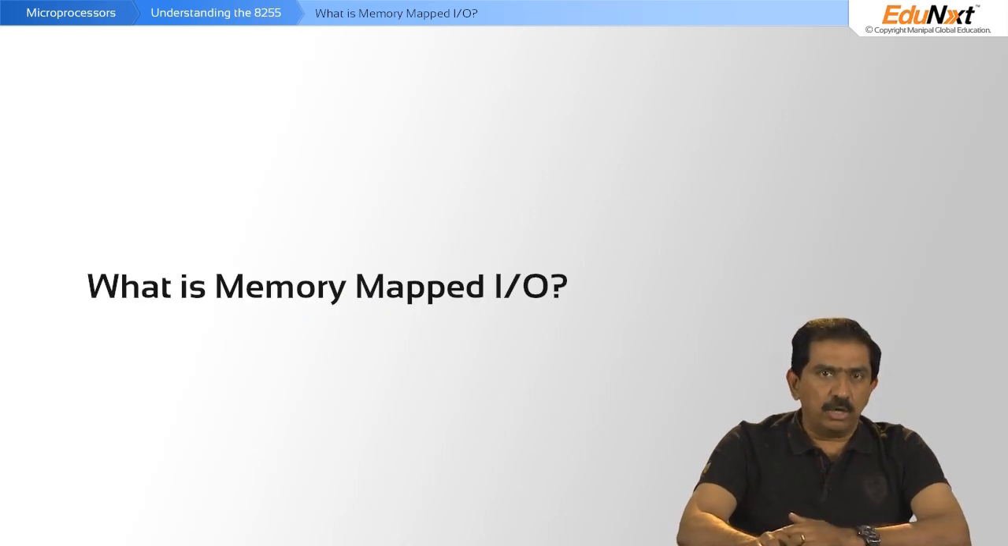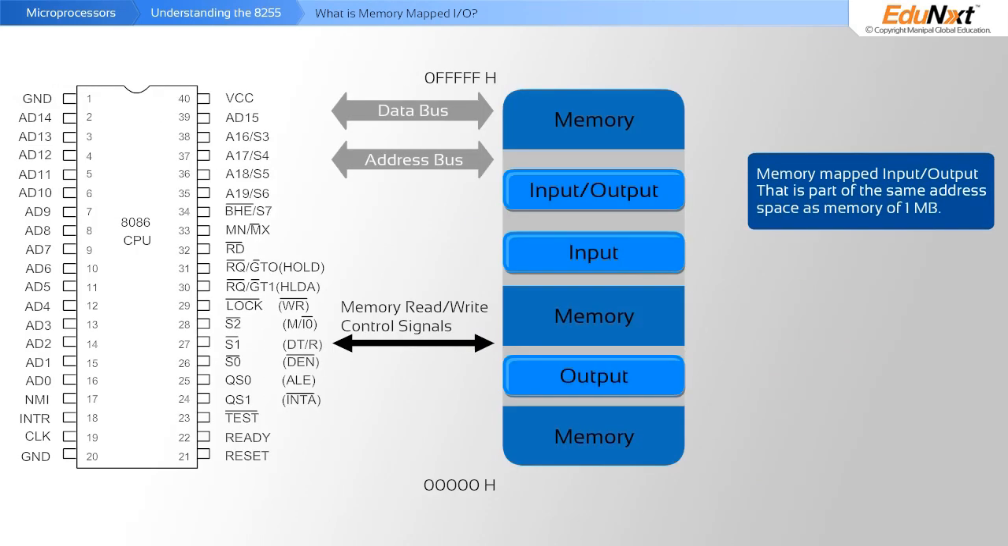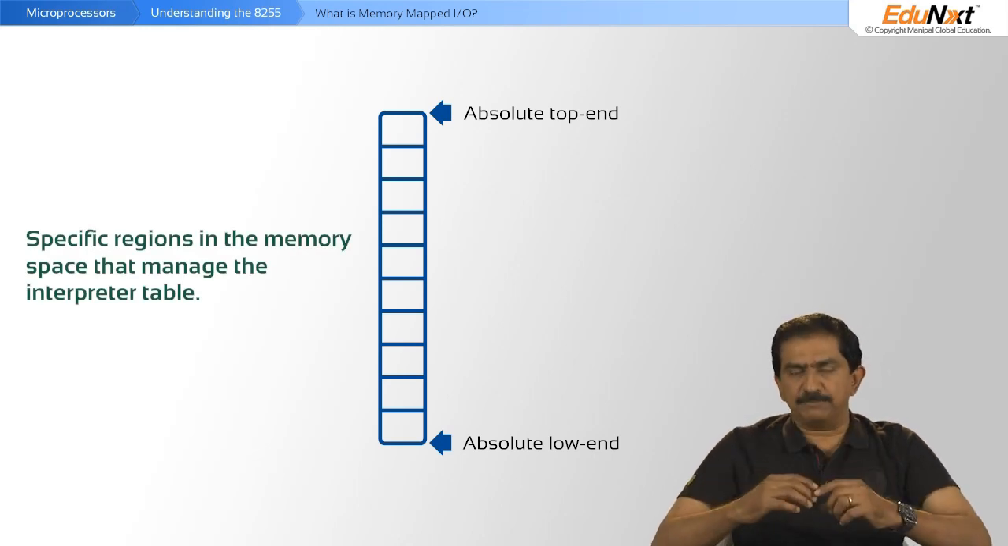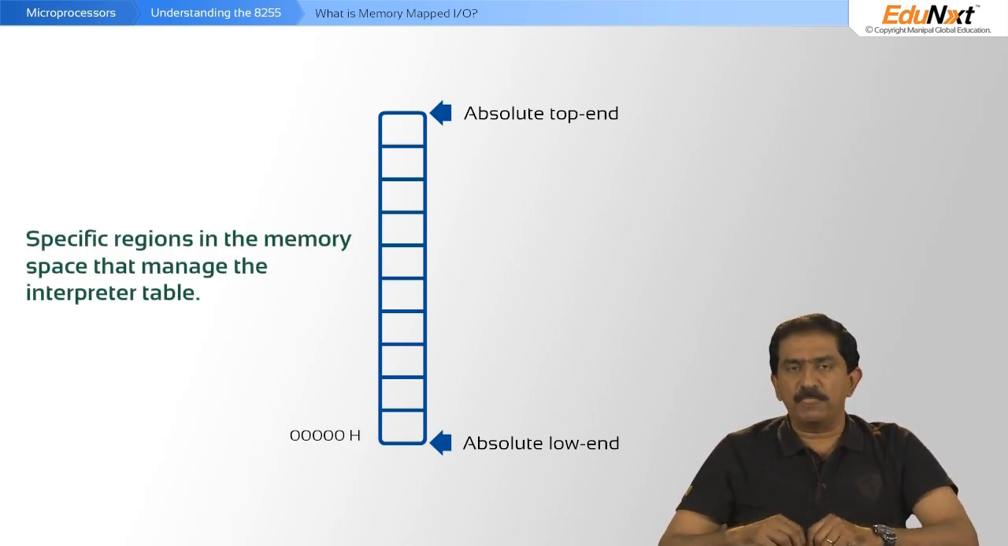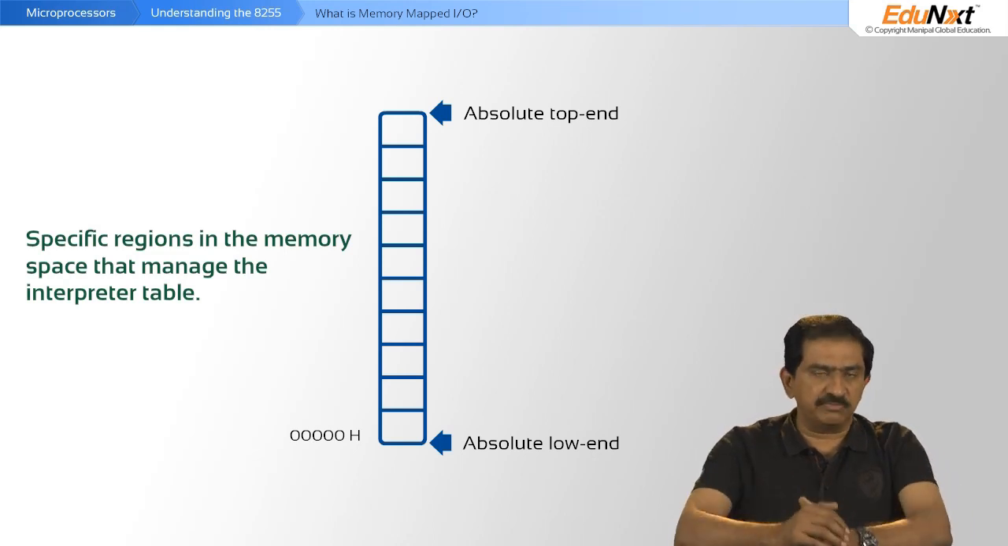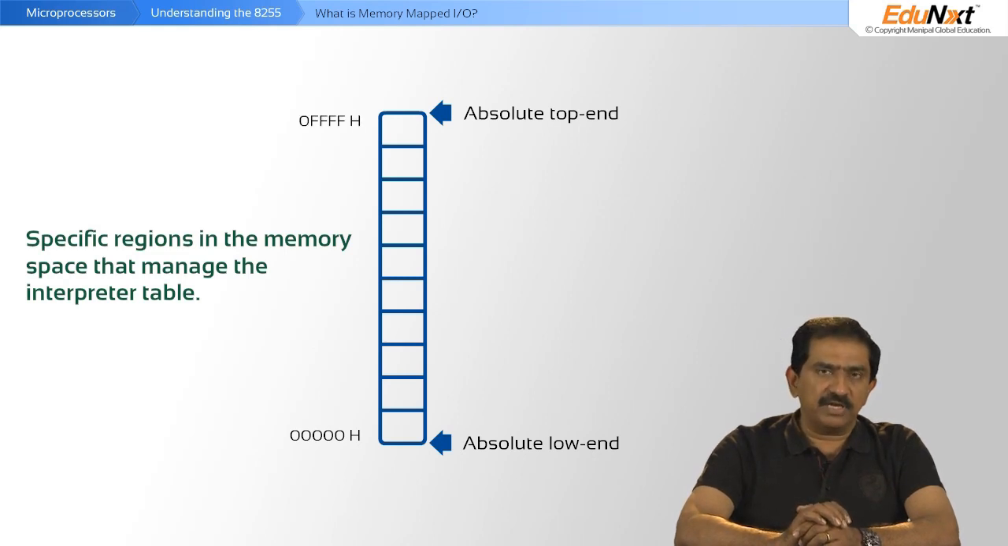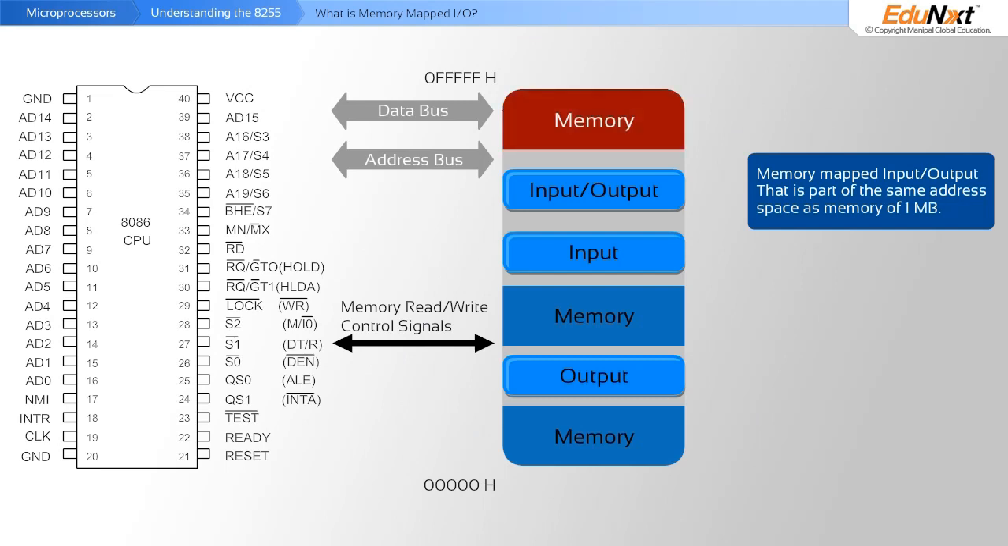All of us by now ought to know about the 1 megabyte of memory space that the 8086 can access. You of course connect the data and address bus to this memory space. In the memory space, you have specific regions like the absolute low end of memory starting at 00, which must have memory to manage the interrupt vector table, and the absolute top end of the memory space at 0FFFF0, at which the processor starts executing instructions when it gets a reset, that must have physical memory. Anywhere else in that 1 megabyte space, it could be memory located at whichever address you choose to place it.